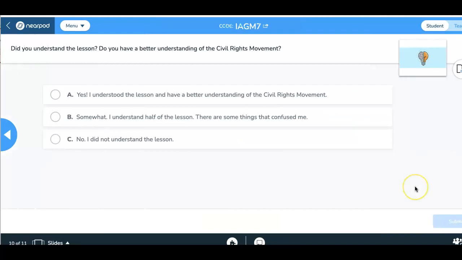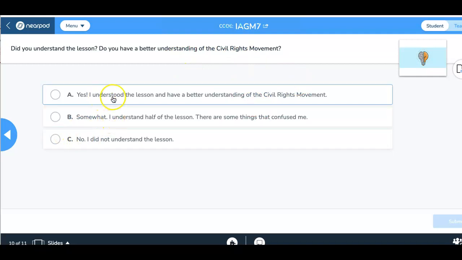And so as a closure to the lesson, I added an exit ticket question to see if the students understood, if they didn't, or if they understood half of the lesson. So I had the students answer a poll. Of course, these answers will be anonymous, but the question is, did you understand the lesson, and do you have a better understanding of the civil rights movement?